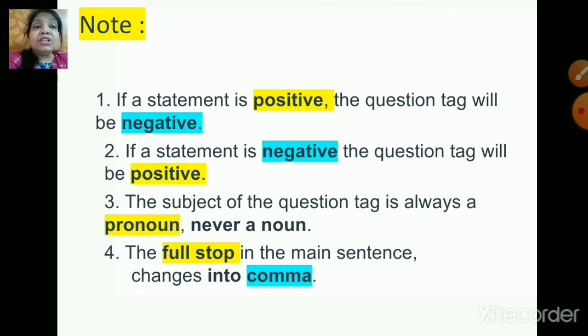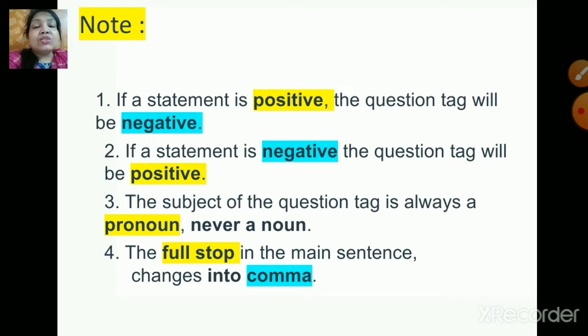Next, the subject of the question tag is always a pronoun, never a noun. That's very important. Next, the full stop in the main sentence changes into a comma. Yes, children, we have to make sure that we quickly change the full stop at the end of the sentence into a comma, and then we have to add the question tag that we want to add.